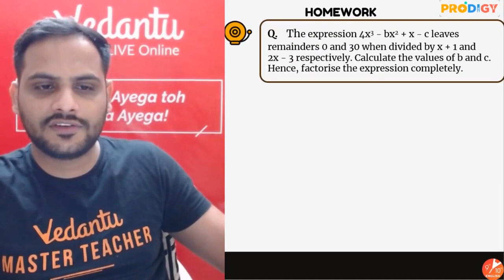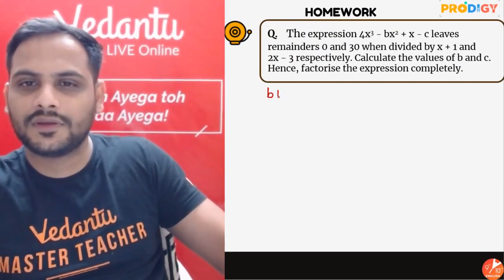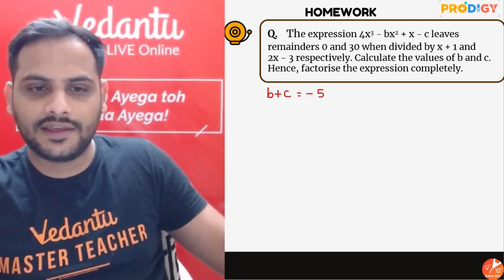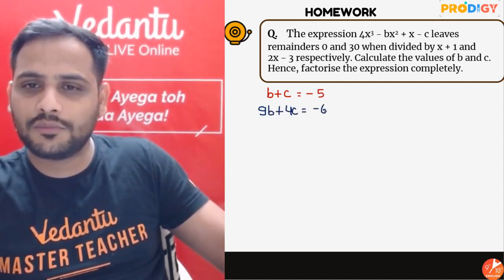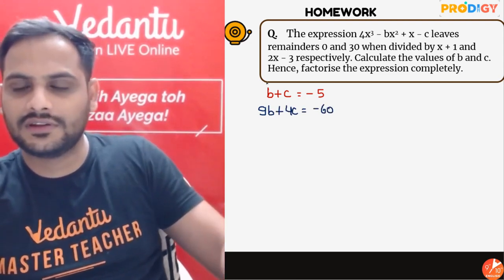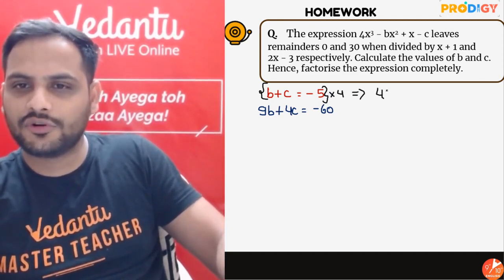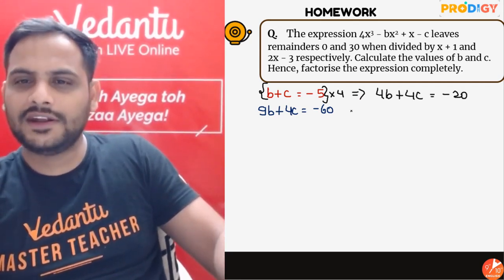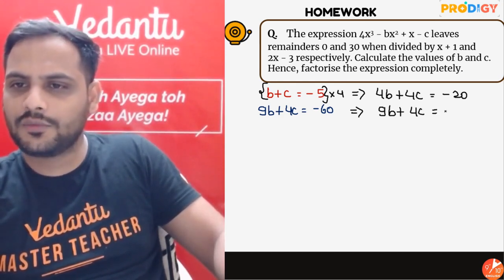Alright guys, so first equation, I have b plus c is equal to minus 5. Second equation which I have is 9b plus 4c is equal to minus 60. So it is better if I multiply the first equation with 4 to eliminate c. So first equation will become 4b plus 4c is equal to minus 20. Second equation will be kept as it is, 9b plus 4c is equal to minus 60.